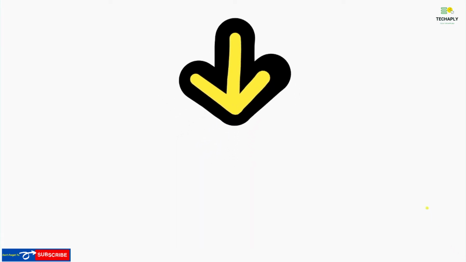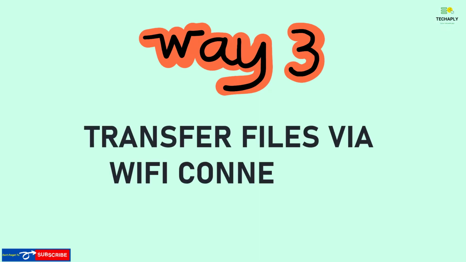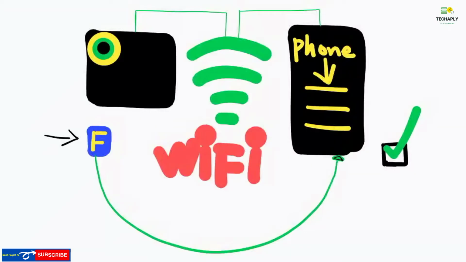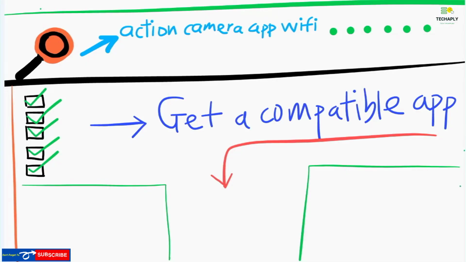If you don't like both of these ways and prefer going through phones, then go to way number 3 down below. Way number 3. Transferring using a Wi-Fi connection. This actually works well with some action cameras, especially if the action cams do support a mobile app for remote controlling from a phone. Therefore, head over to the App Store either on Android or iOS and get an app that does support your action cam. Read through its features and choose the best one from there.